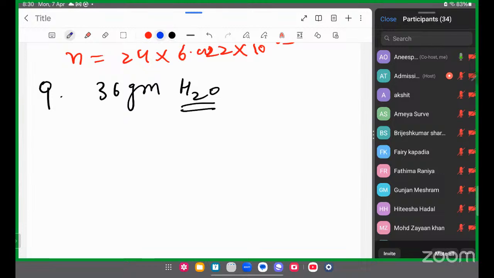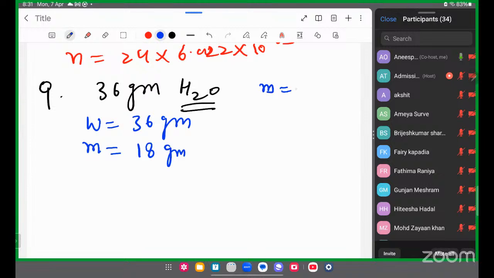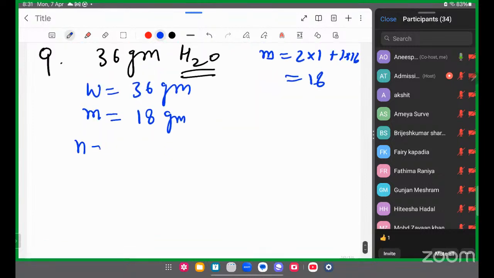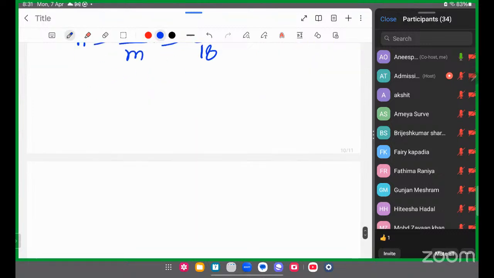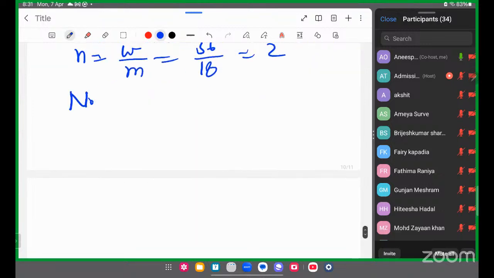In this case, we are given a certain amount of H2O, that is 36 gram. What is the molar mass of H2O? 18. Do you know how to find molar mass, right? 2 into 1 plus 1 into 16 for oxygen, so this will be 18. Number of moles is given by W by M. 36 by 18 will give 2. So we have the total number of moles as 2.